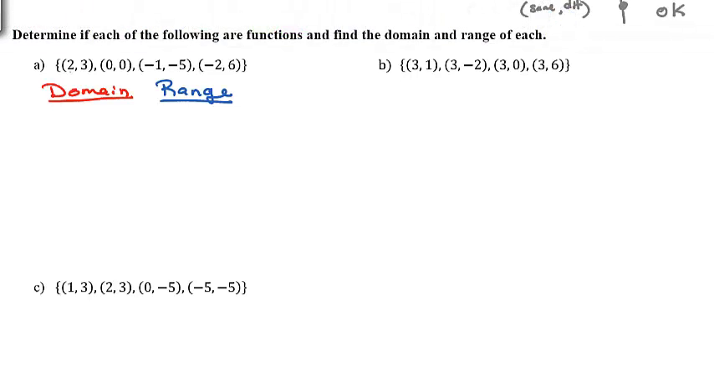And the domain values, remember, are the first values in the ordered pair, so that's going to be 2, 0, -1, and -2, and I like to list mine from smallest to biggest. So that would be -2, -1, 0, and 2. So they're actually backwards here.